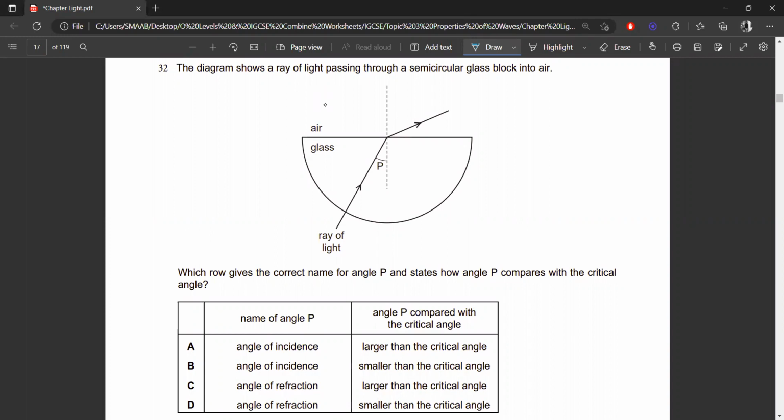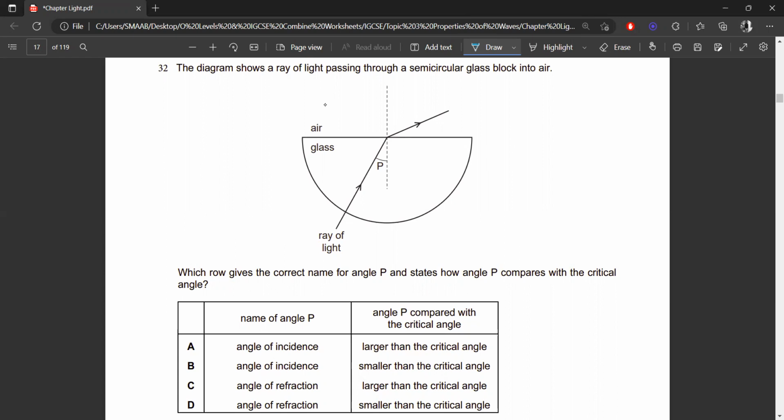So in 32, the diagram shows a ray of light passing through a semicircular glass block into the air. So light is passing from dense to rare. Which row gives the correct name for angle P and states how angle P compares with the critical angle? So it's the first row, angle of incidence? Yes, that is angle of incidence, and angle P compared with the critical angle.